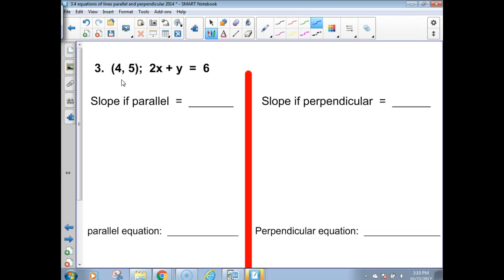I'm going to go a little quicker here. Oh, we got something to do on this one. We need to change that into y equals. How would we do that? What we need to get rid of? 2x, right? So we're going to need to take away 2x from both sides. And then we're going to write the x part first. So that'll be -2x plus 6.